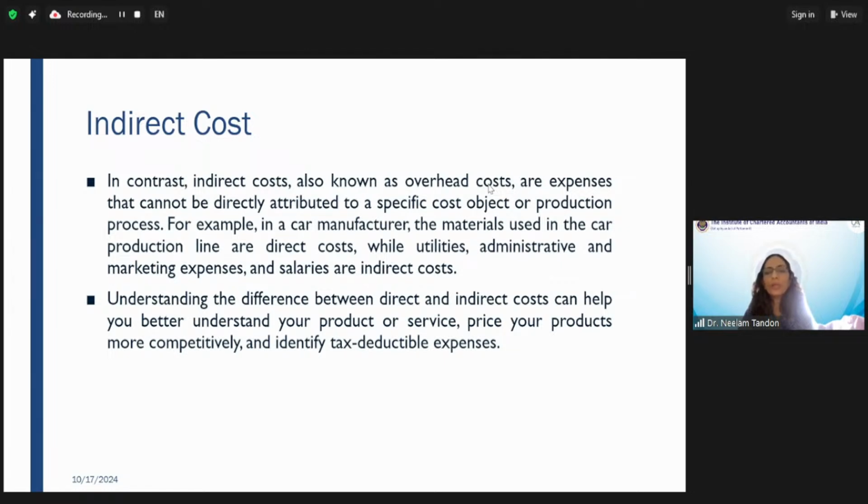Or you spread the word of mouth through social media and others. You incur some cost from it. This is a cost which is not directly related to the production, but it helps you to enhance the sales of your product. That is indirect cost. जो directly production से related नहीं है, but definitely help करती है to enhance the sales of your product. So that is indirect cost. Okay, so indirect cost can be in any form.